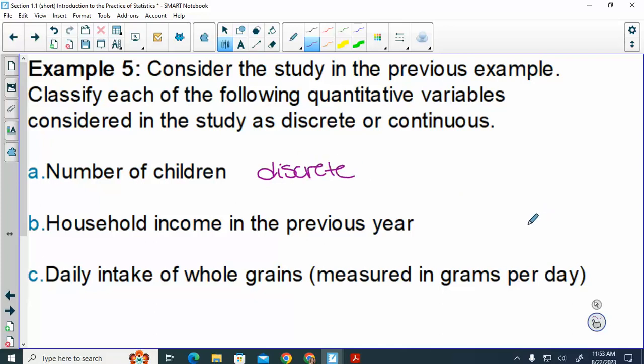Household income the previous year. It is discrete. It has decimals, which is a little misleading, but when we're talking about money, how many decimal places do we use? 2. So could we list every possible income? Yeah, it's annoying, but we can list every number with 2 decimal places. It's when those decimals could keep continuing that it would become continuous.